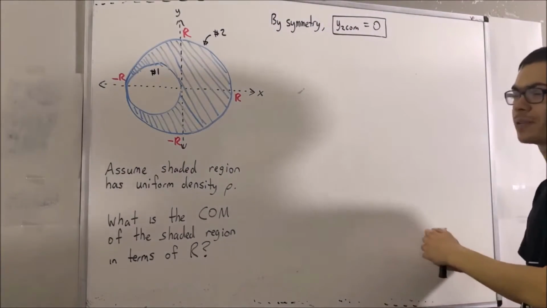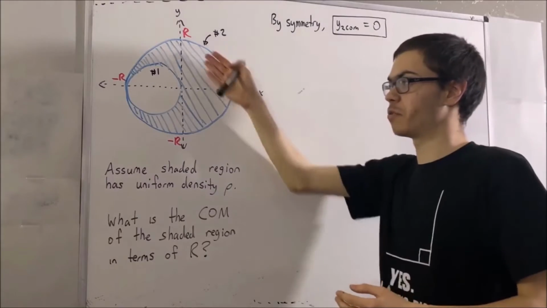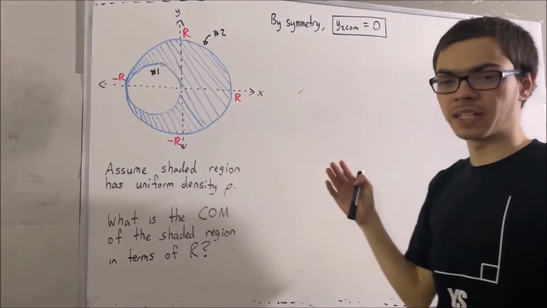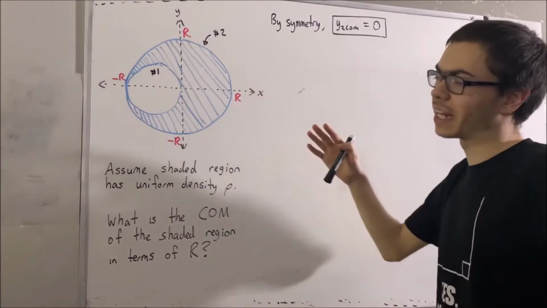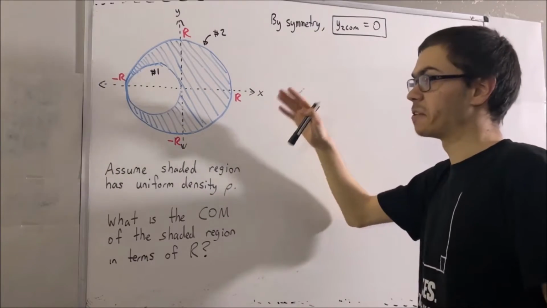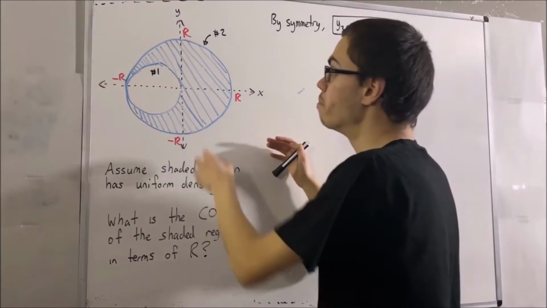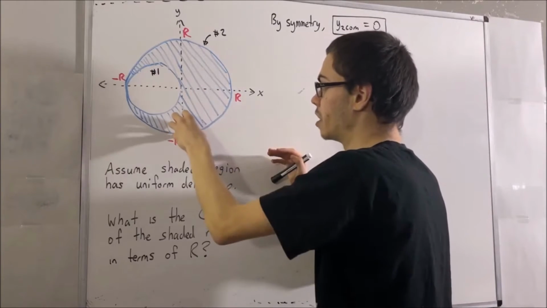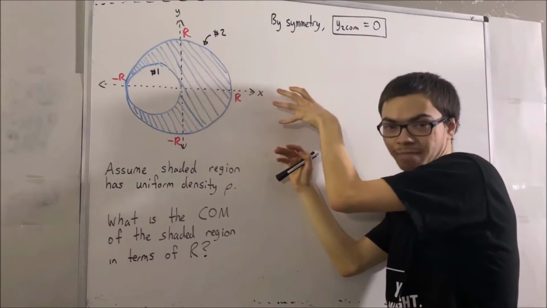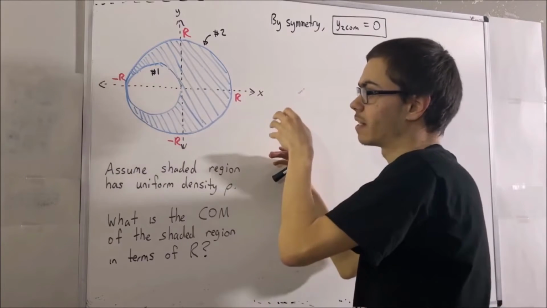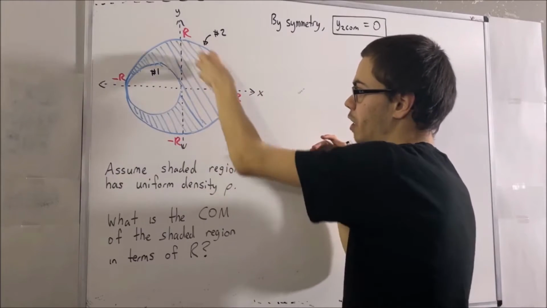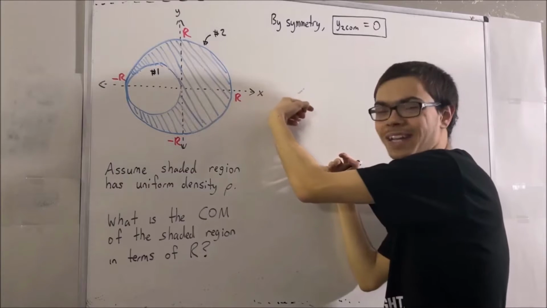Okay, so then how do we figure out the x center of mass of the shaded region? Well, before we do that, let's think about where we expect the x center of mass to be. First of all, I think it's pretty clear that most of the mass of the shaded region is to the right of the y-axis. So we expect the x center of mass of the shaded region to be to the right of the y-axis.